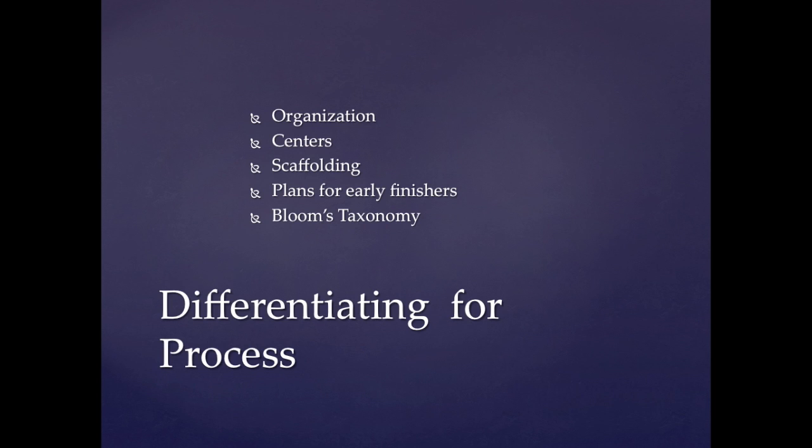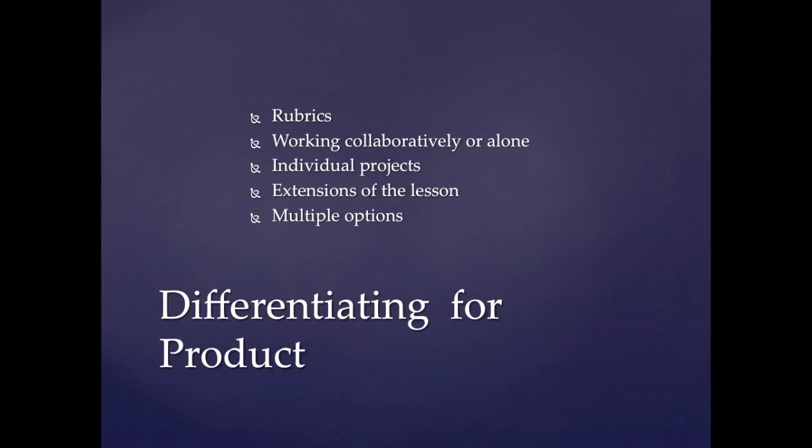level as their peers. And so differentiating for process, this involves organization, centers, scaffolding, plans for early finishers, which means that you give them maybe not the same type of assignment, but a different type, like maybe a challenge that builds on the earlier assignment. And Bloom's taxonomy is basically where you give students different levels of environment depending on levels of assignments, depending on how deep you want their learning to be solidified.